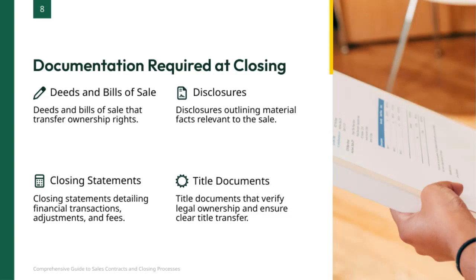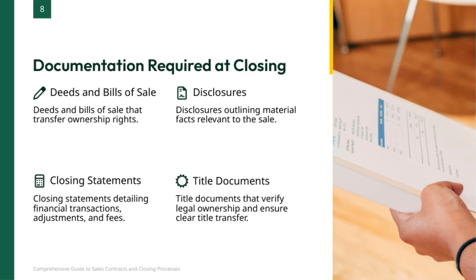Let's talk about the documentation required at closing. First, we have deeds and bills of sale. These are the legal documents that transfer ownership rights from the seller to the buyer. It's crucial that these are properly prepared and executed to ensure a smooth transfer. Next, there are disclosures. These documents outline any material facts relevant to the sale, such as known issues or defects. Providing full disclosures helps protect both parties and promotes transparency.